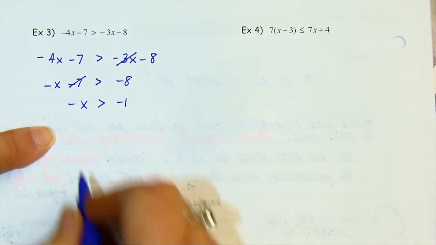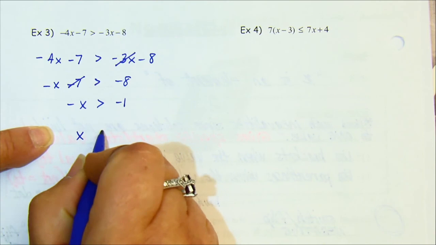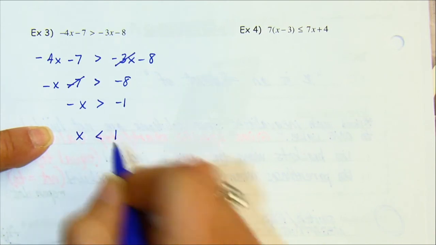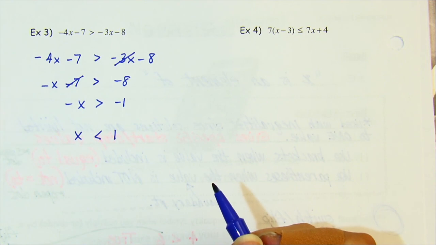And when I divide by a negative, I've got to flip that sign. And I've got x is less than 1. Do I use a parenthesis or do I use a bracket? And you say, correct, parenthesis, because it's not equal to. Here's my graph.